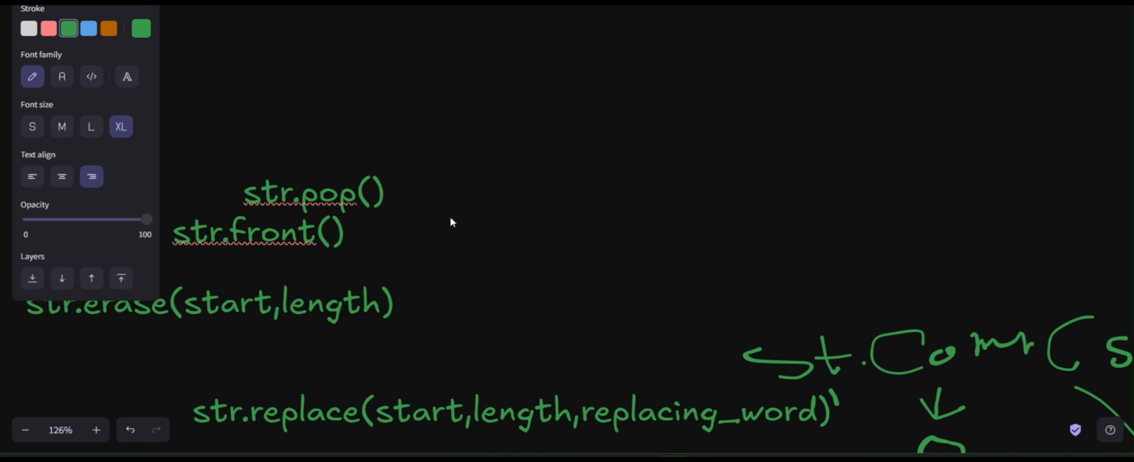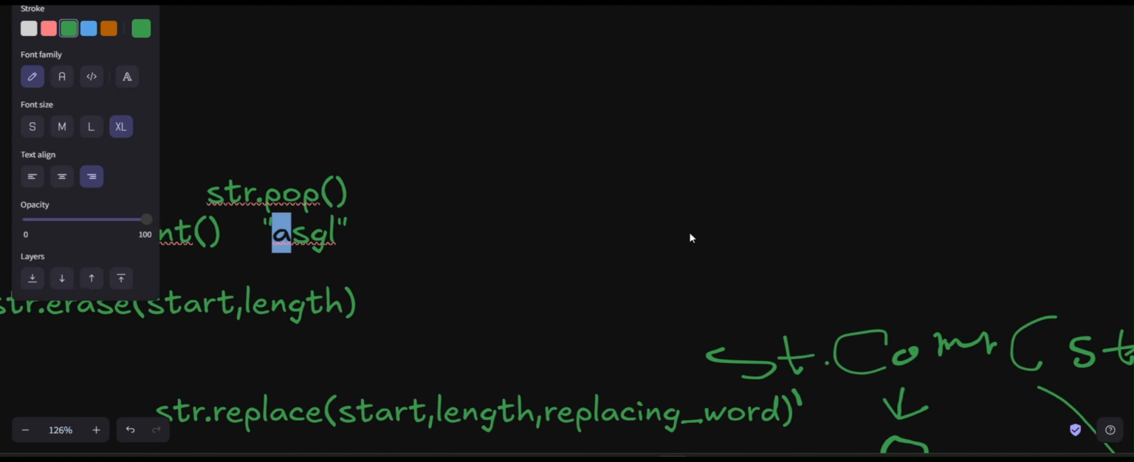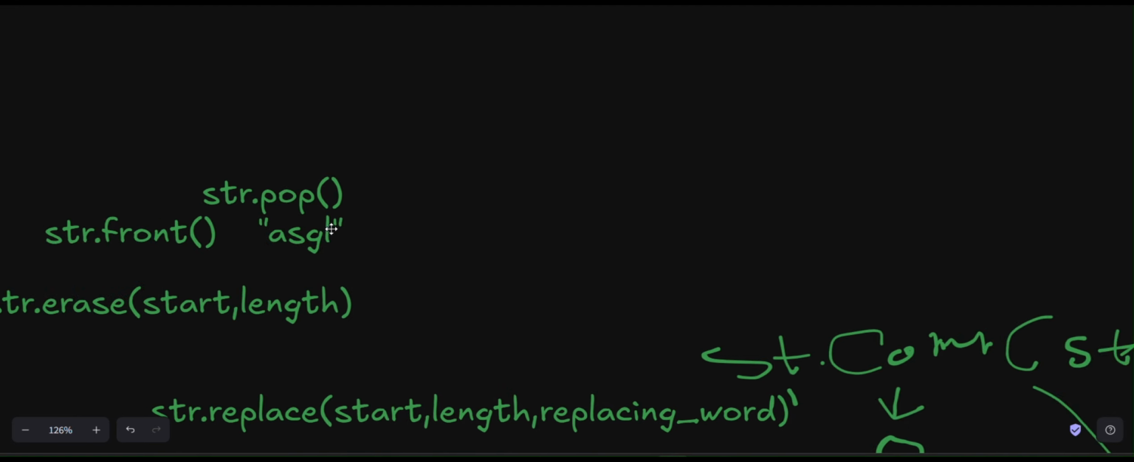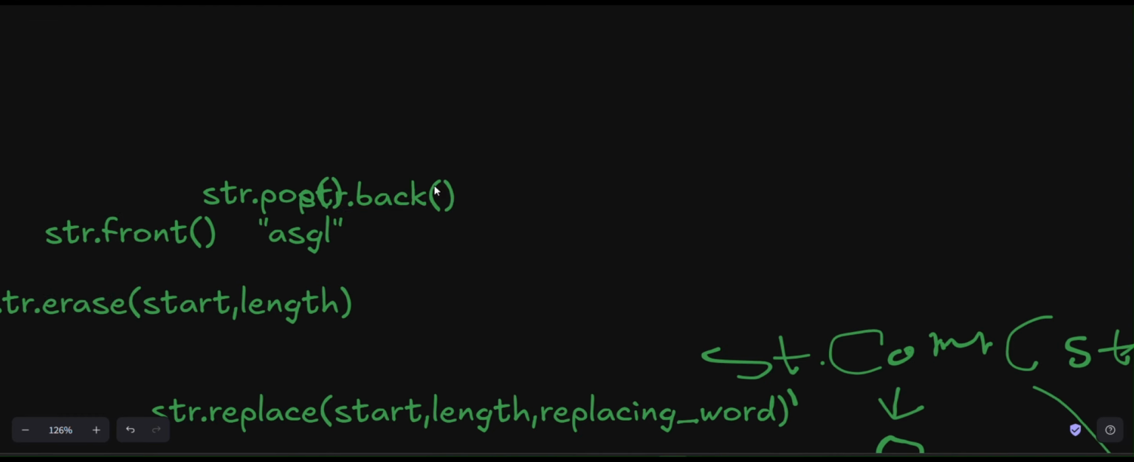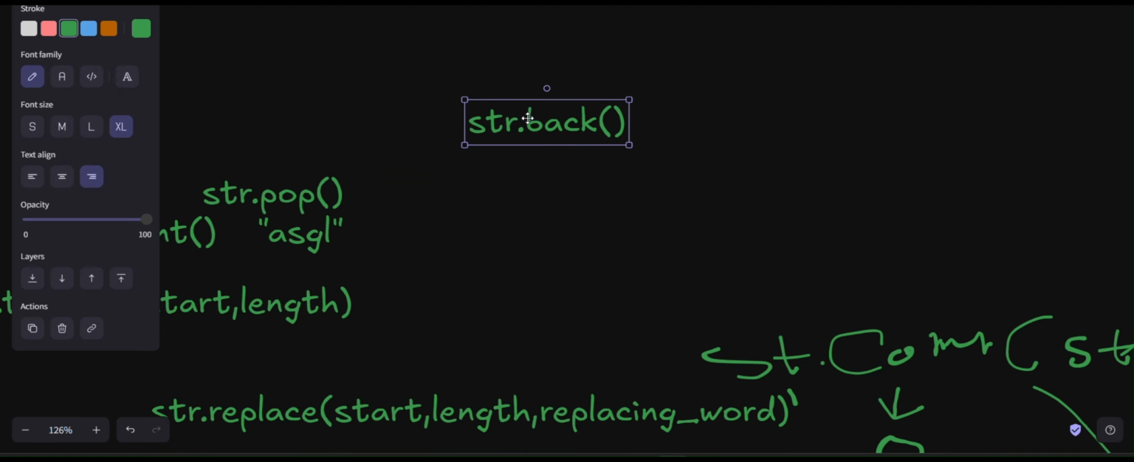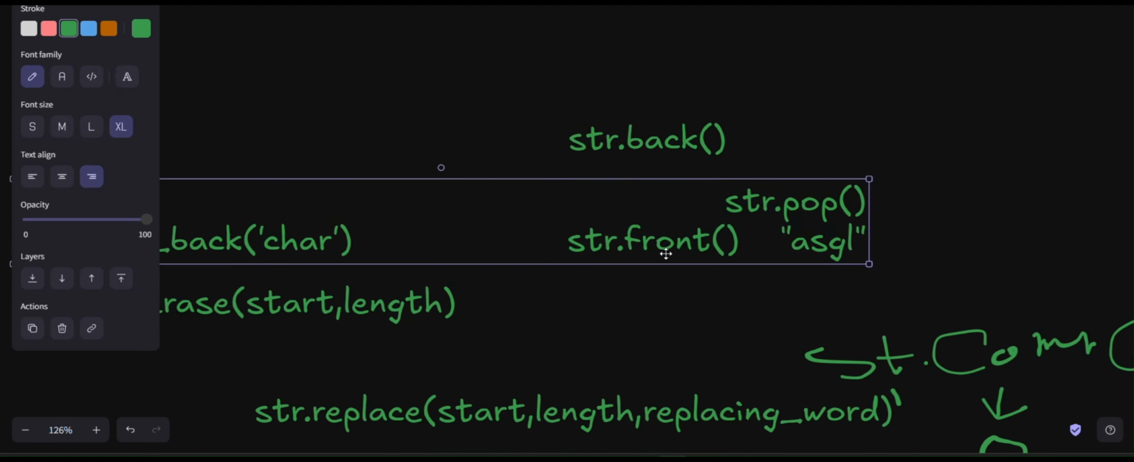So for the front, if there is a string like abs, what is the front of it? It is a, it returns you a. And what is the back? This is s. In that case str dot back gives you the last character. These are popular methods of string, this and front.